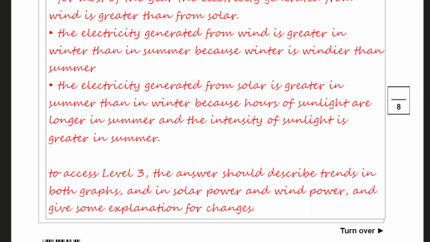So remember, to access level 3, the answer should describe the trends in both graphs and in solar power and wind power and give some explanations for changes. That brings us to the end of the first question. Let's have a look at the second question.